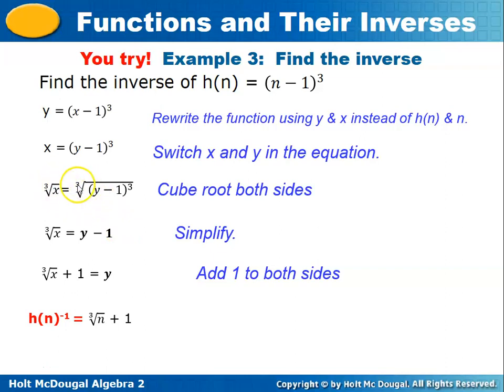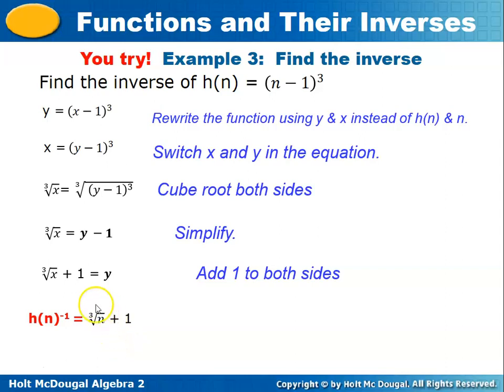When we do that, these two are going to cancel each other out. So we're left with y minus 1, and we got the cube root of x over here. The opposite of subtraction is addition. So we're going to add 1 to both sides. There is our inverse function.